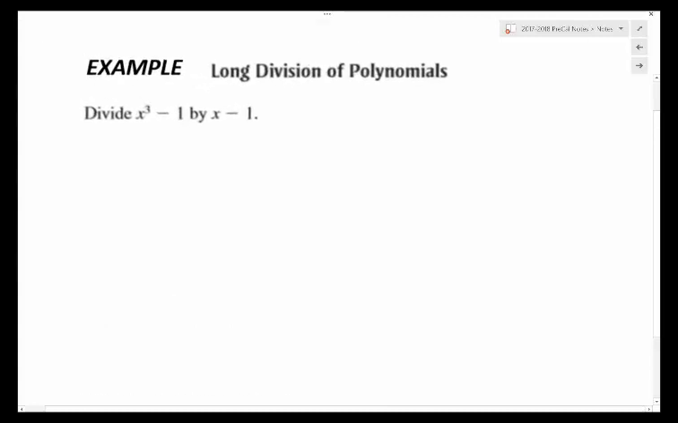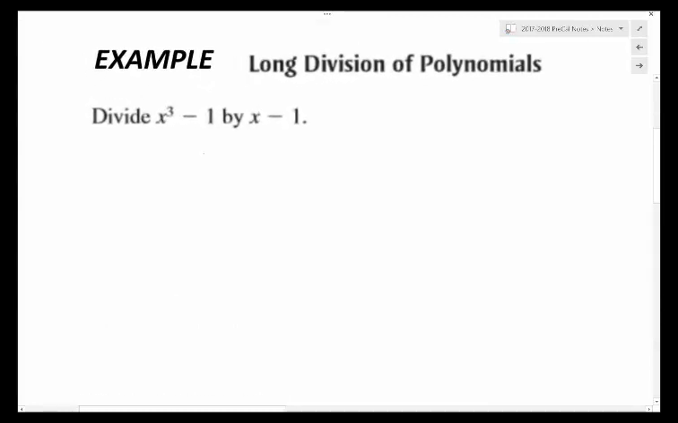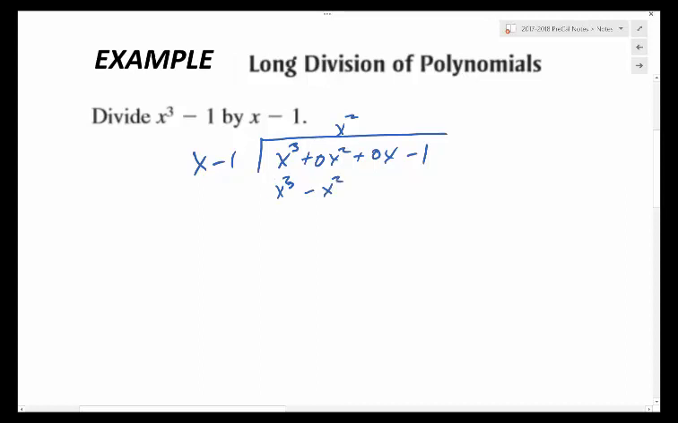So let's divide x cubed minus 1 by x minus 1. So I'm going to say x minus 1, but I notice I skip all the way from x cubed down to 1. So I'm going to put in here a 0x squared and a 0x and then minus 1. It's important that I do that so that I keep organized. So what times x gives me x cubed? X squared does. So I'll have x cubed minus x squared. Subtract that. Remember, it changes the sign. The negative distributes to everything.